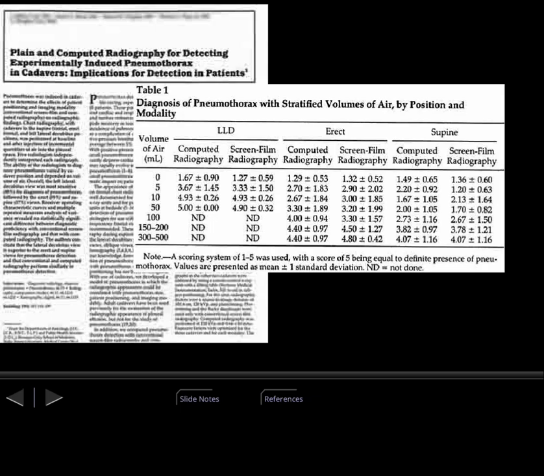For an example, let's review a series of papers which appeared in Radiology. The authors' names have been deliberately blurred. The article's data is summarized in this table. Now ask yourself, what does the number 1.67 plus or minus 0.90 really mean?